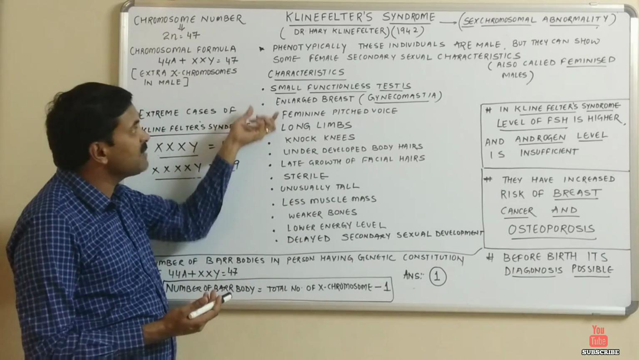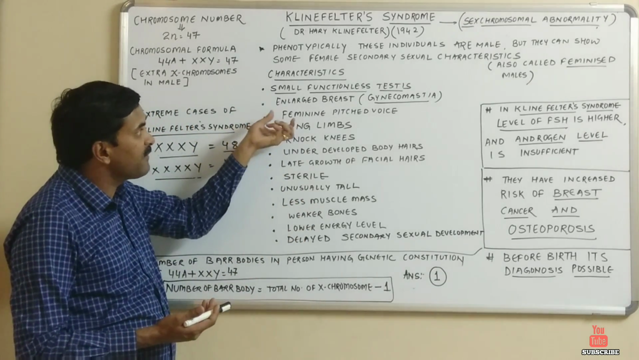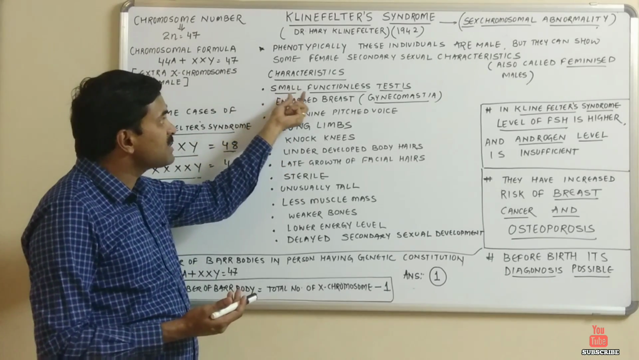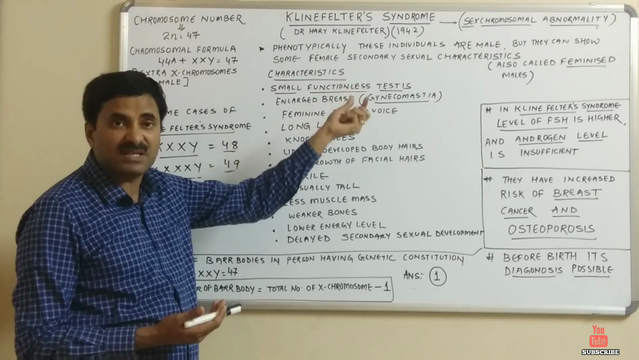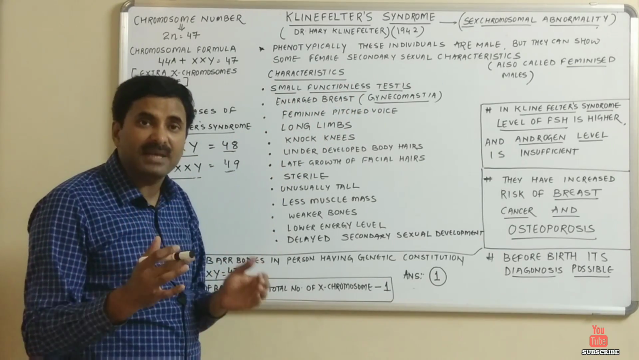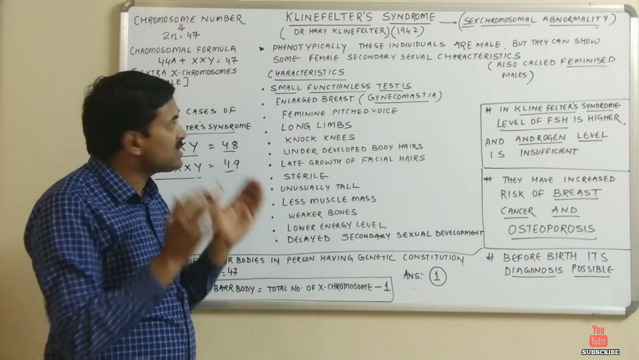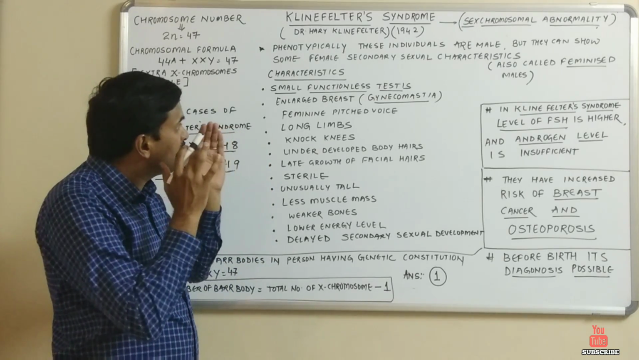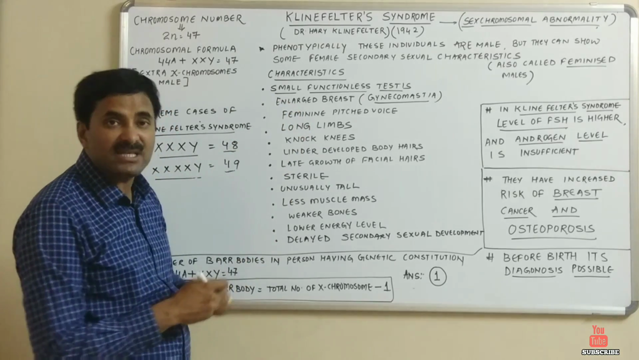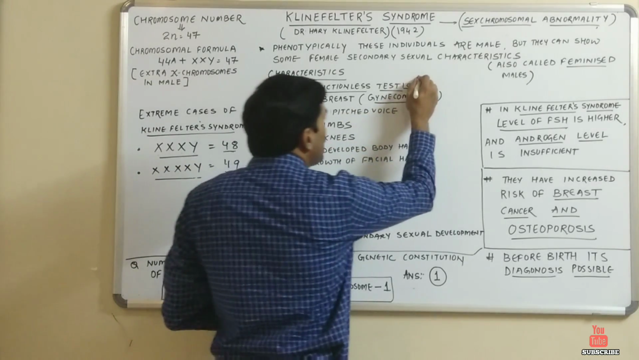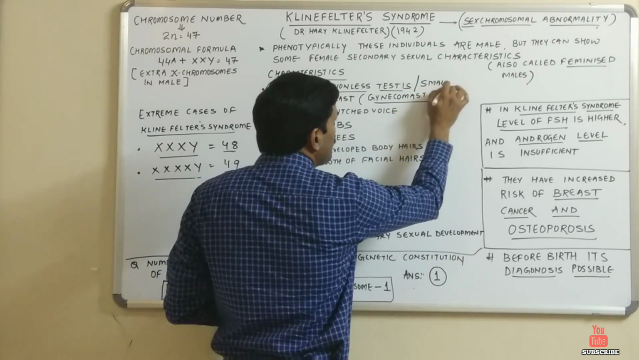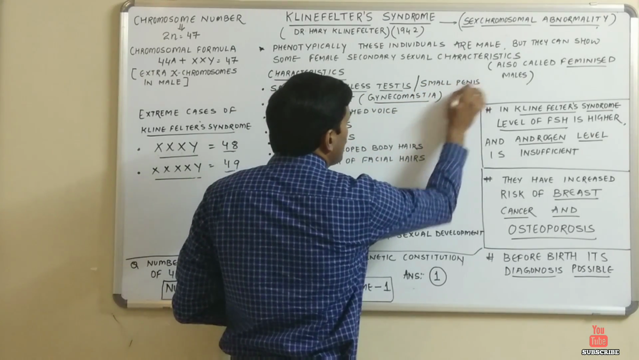Now here are some characteristics. I have explained all the characteristics here. You can see that they have small functionless testes. In a normal male, you know that the testes are normal, but a male suffering from Klinefelter syndrome has functionless testes, and sometimes also a small penis. So these are the peculiar features.